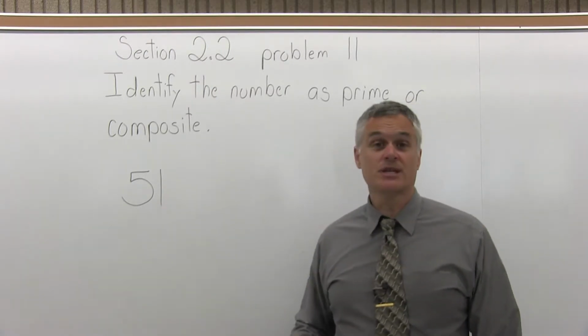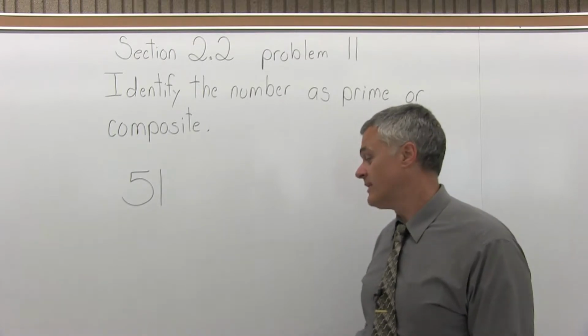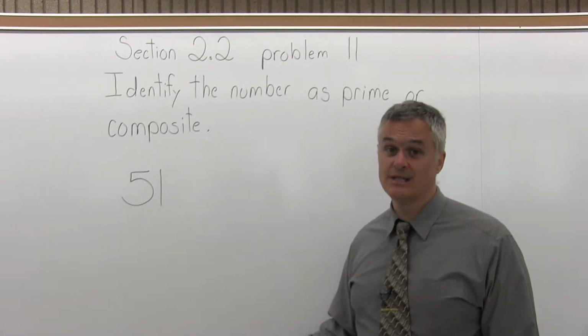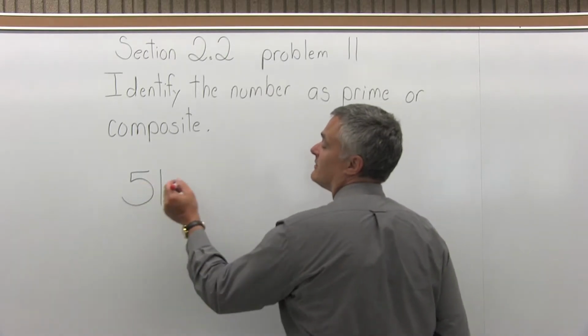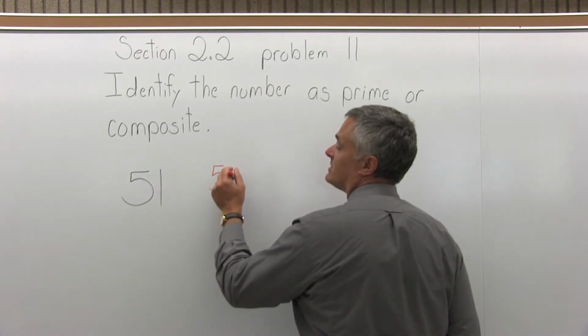Now 51 looks like it might be prime, so you can start trying to divide in some numbers, and you'll see that 3 divides in evenly. Before I even do the math, there's a trick. I know that the sum of the digits add up to something that's divisible by 3.